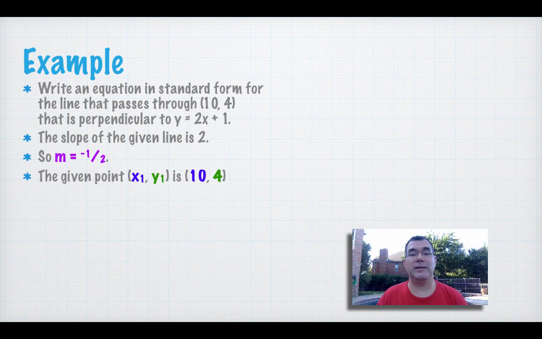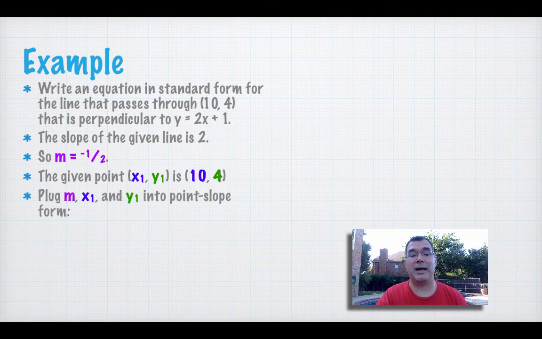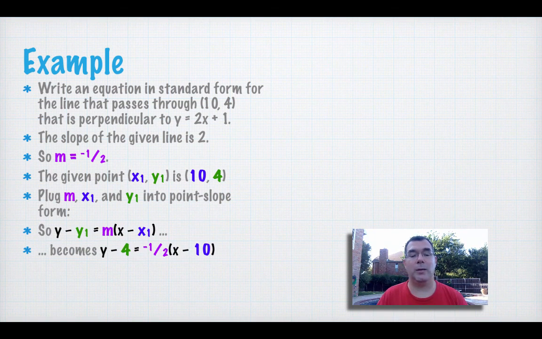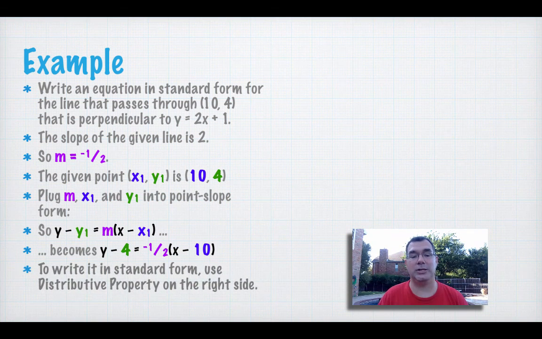The point I was given is (10, 4), so that's the point I'm going to use, along with that slope of negative 1/2, plugging them into point slope form so that it will become y minus 4 equals negative 1/2 times (x minus 10). Okay, that is point slope form. I need standard form, so I've got to make some changes.